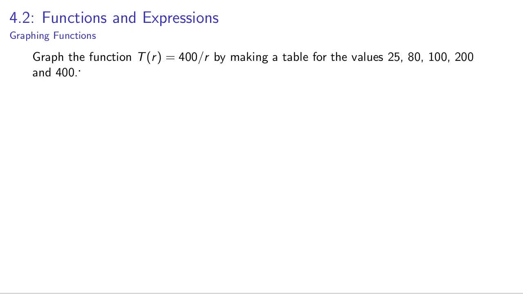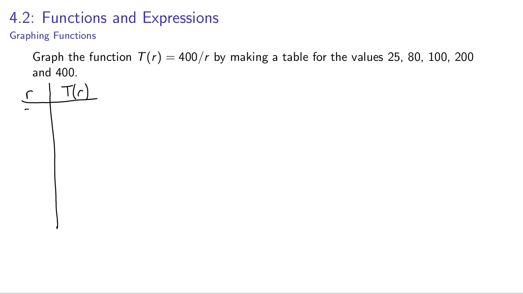This example says, graph the function t of r, or let t of r be 400 over r, by making a table for the values given here. So let's start by making the table. We have the input r, we have the output t of r. So let's make a table.